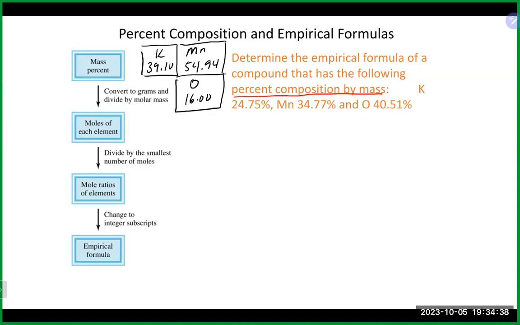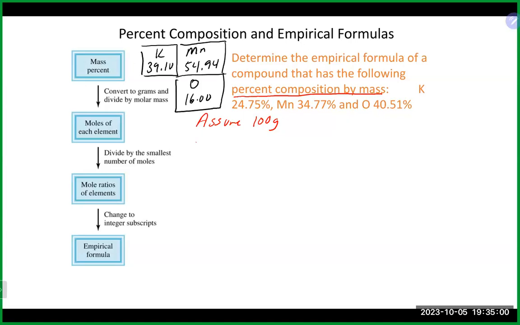But in this case, we are shooting there about 100%, so we're not missing any elements, but you do want to always look at that to make sure everything adds up. With that being said, we're going to turn these into grams, which is really our first step, and we're just going to assume 100 grams. That keeps the percentages the same numbers as the grams.